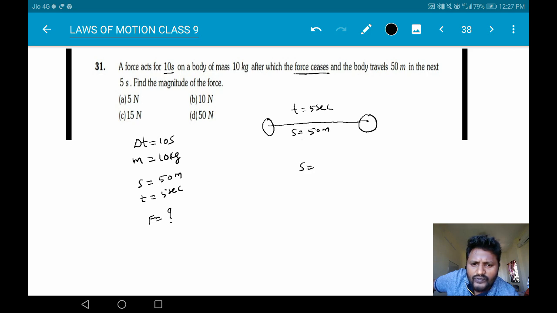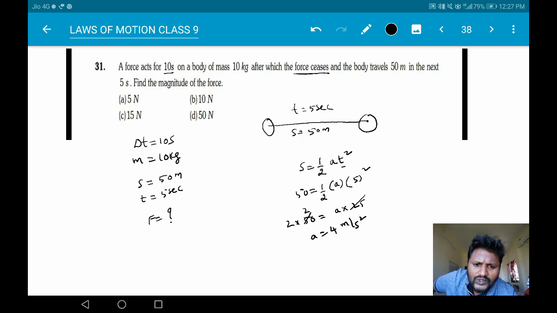By using this information, s equals half a t square. So 50 equals half into a value. What is acceleration? A we should find. t square, so what is t square? 5 square. So 50 into 2, a into 25. 25 2s are 50, so a equals 4 meter per second square by using the second equation of motion.